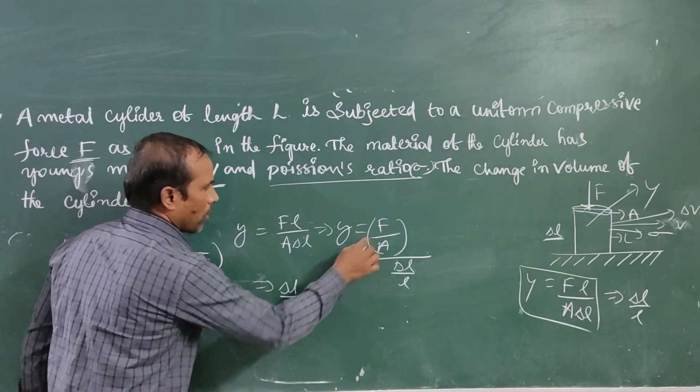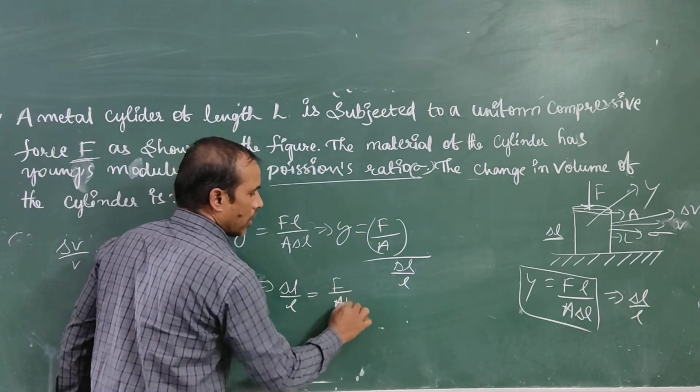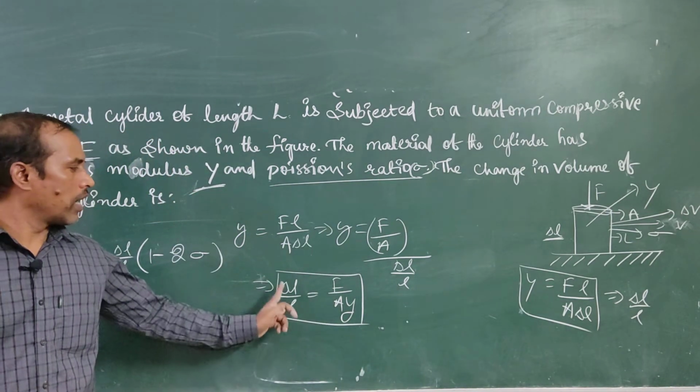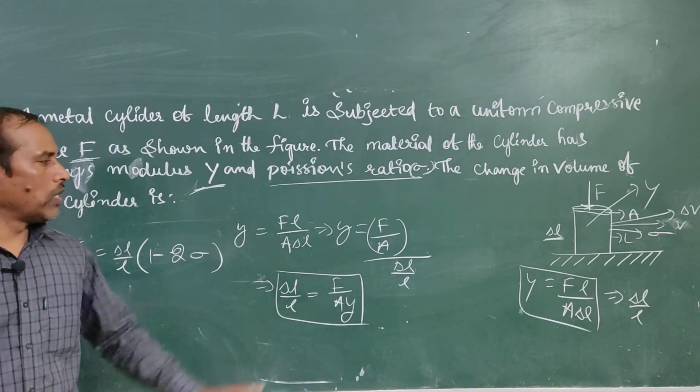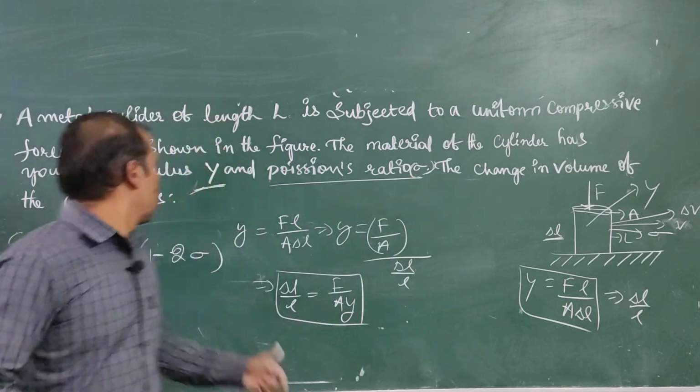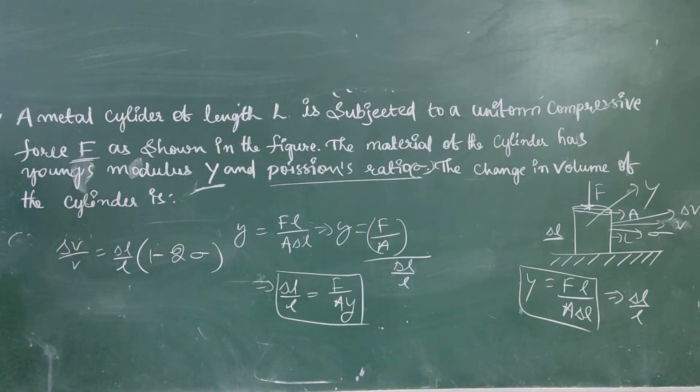So strain, delta L by L, is equal to force by area into Y. Is it correct or not? So delta L by L is equal to F by A Y. In the given question, we have to find the change in volume of the cylinder, delta V is equal to question mark. So we substitute these values of delta L by L.